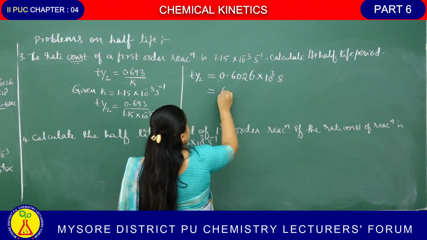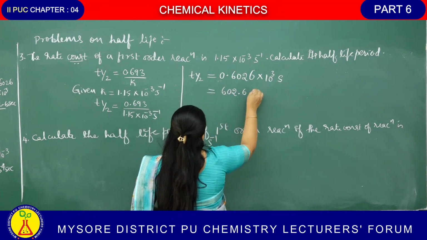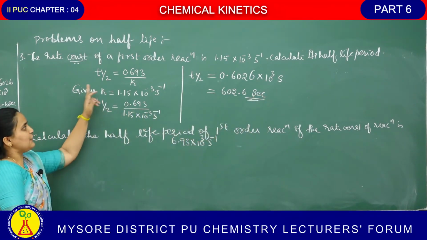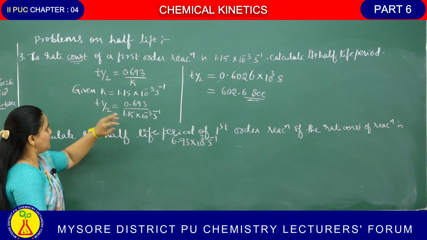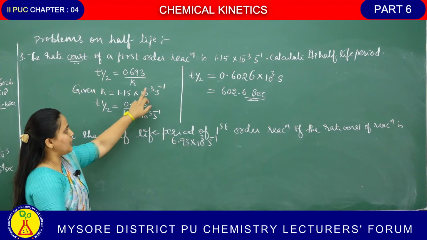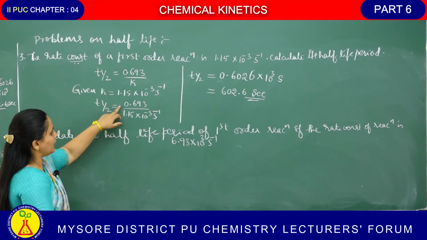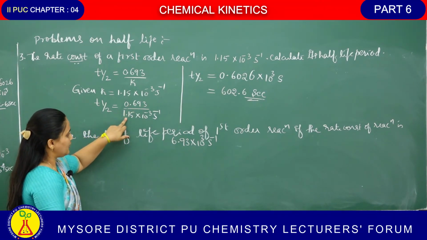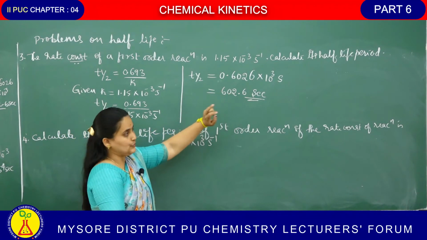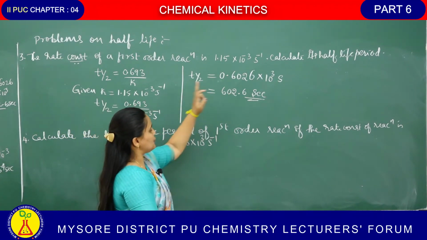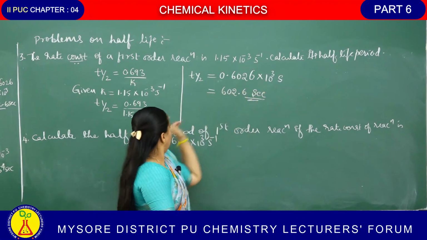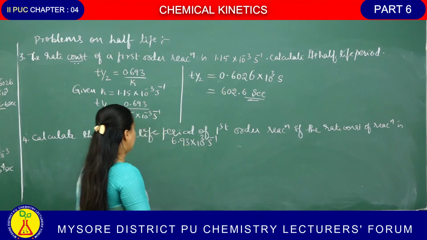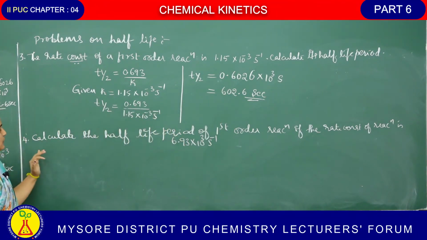Finally, 602.6 seconds. Listen, T half is equal to 0.693 divided by K is the formula, right? K is given as 1.15 into 10 power minus 3 per second. Substitute that value, 0.693 divided by 1.15, we get 0.6026, and 10 power minus 3 goes to the numerator as 10 power 3. Per second becomes second. Finally, 602.6 seconds. In the same way, we have to solve the second problem.